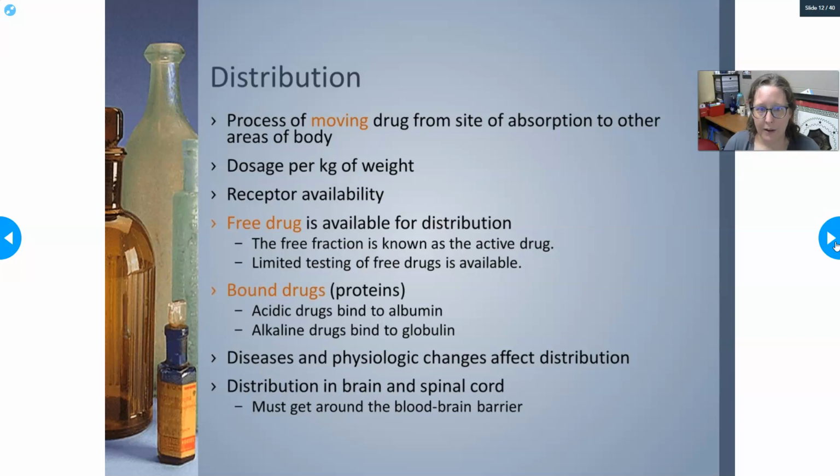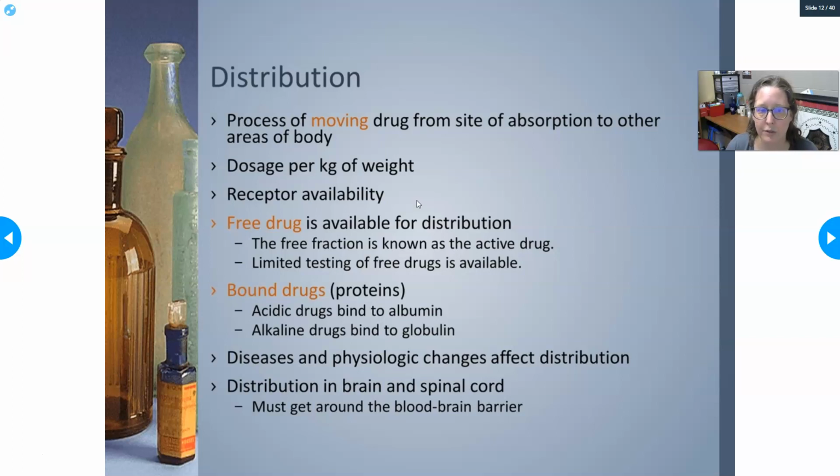And then you have to have receptor availability. So if this drug is meant to bind on a receptor, then how many of the receptors are available to bind the drug? There's an individual variation in this, of course. And so for it to be properly distributed, it also needs to be able to reach the proper receptors.